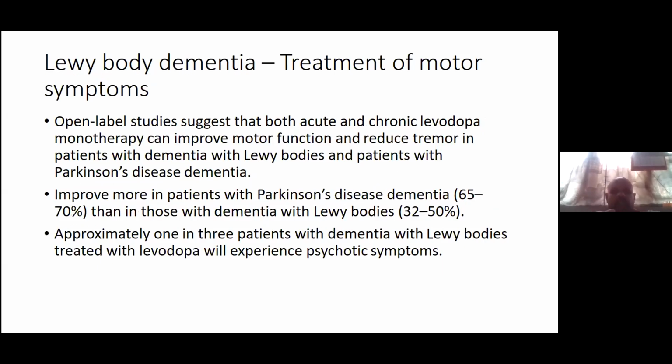And how do you treat the motor symptoms? In both entities, the treatment of choice is levodopa. The motor symptoms improve, and the improvement is marked in patients with Parkinson's disease dementia compared to dementia with Lewy bodies, where the response rate would be between 30 to 50%. What you need to be aware of is that approximately 1 in 3 patients with dementia with Lewy bodies treated with levodopa will experience psychotic symptoms. So you need to have that at the back of your mind.